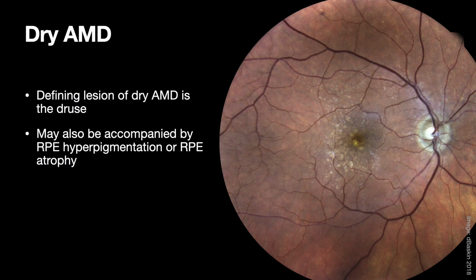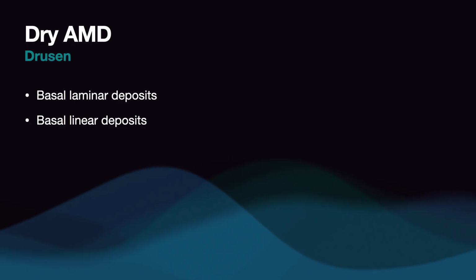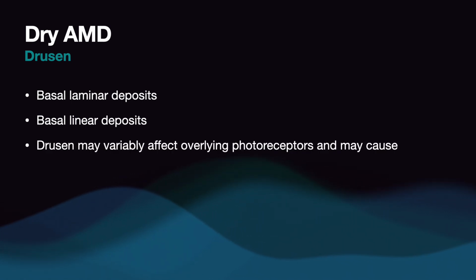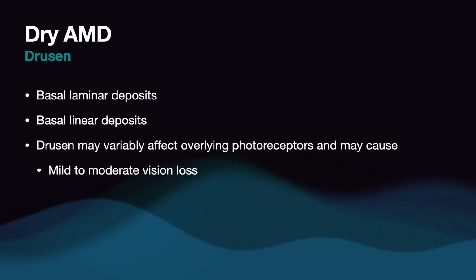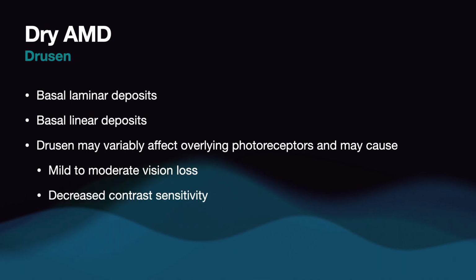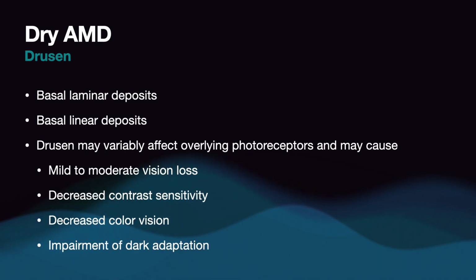The defining lesion of dry AMD is the drusen, and it may be accompanied by RPE hyperpigmentation or RPE atrophy. They talk about this in the book a lot, and I find it to not be that interesting, but basal laminar deposits, basal linear deposits. Drusen do affect the overlying photoreceptors and can cause, and this is important to know for your patient care, mild to moderate vision loss, decreased contrast sensitivity, decreased color vision, impairment of dark adaptation.